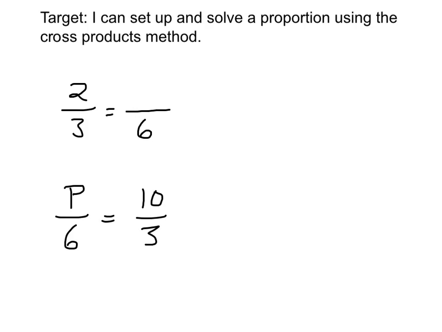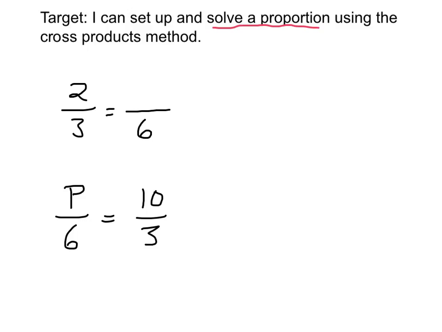In lesson 4.3, the target states, I can set up and solve a proportion using the cross products method. We're going to look at several examples and tackle word problems, one of the hardest parts of this target. Let's start out with an easy one.